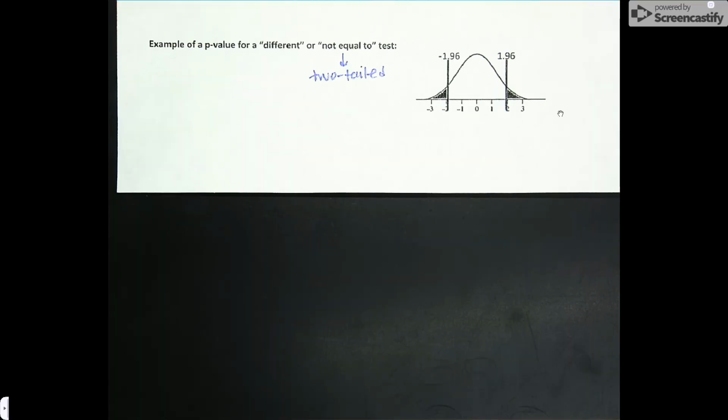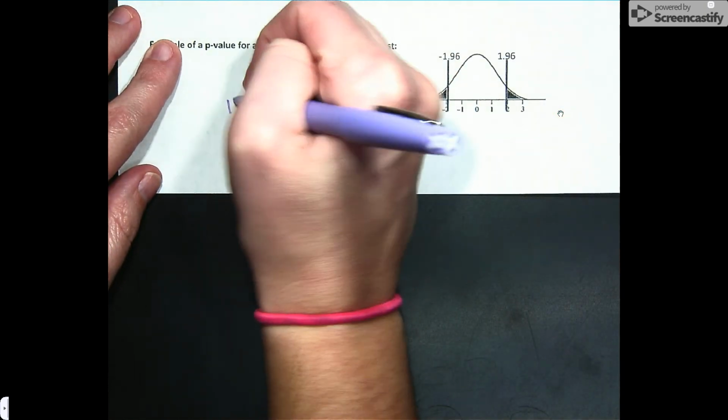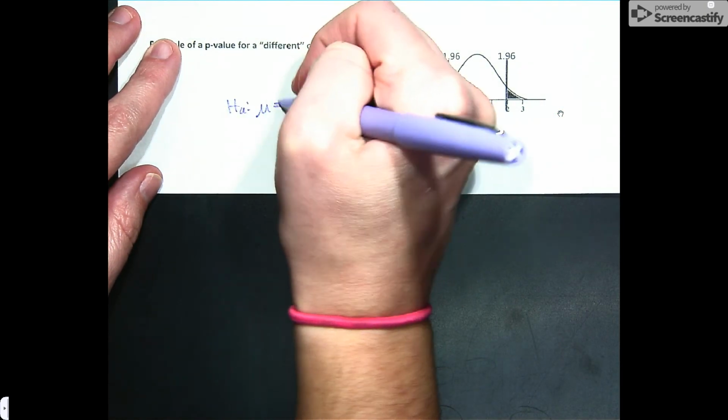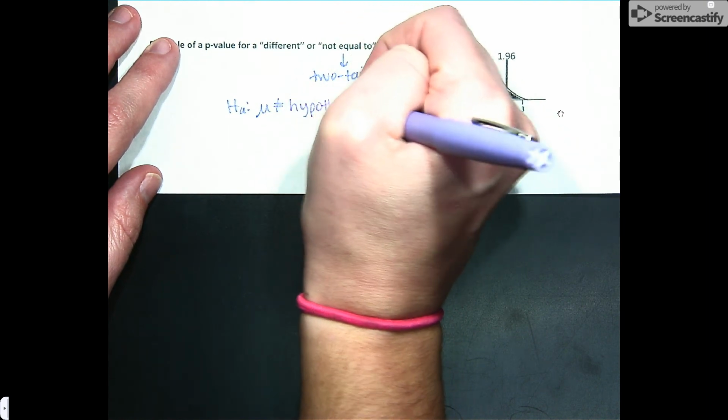Okay, one more video for today's lesson. So once again, if it's not equal to, that is our two-tailed test. So that'd be the same thing as me having an alternative hypothesis where I say mu is not equal to the hypothesized value.